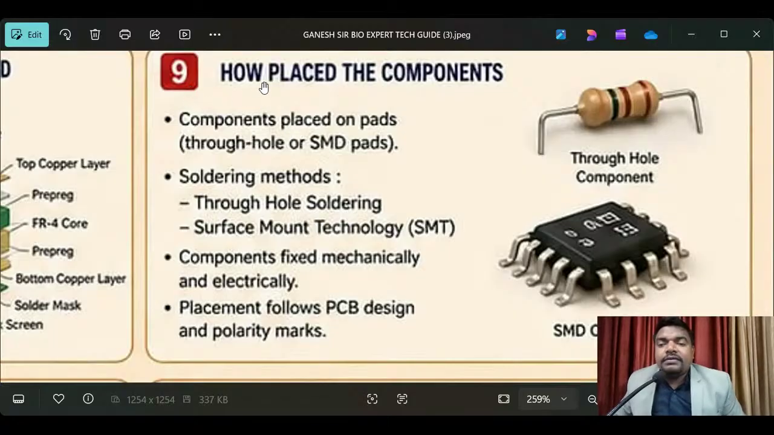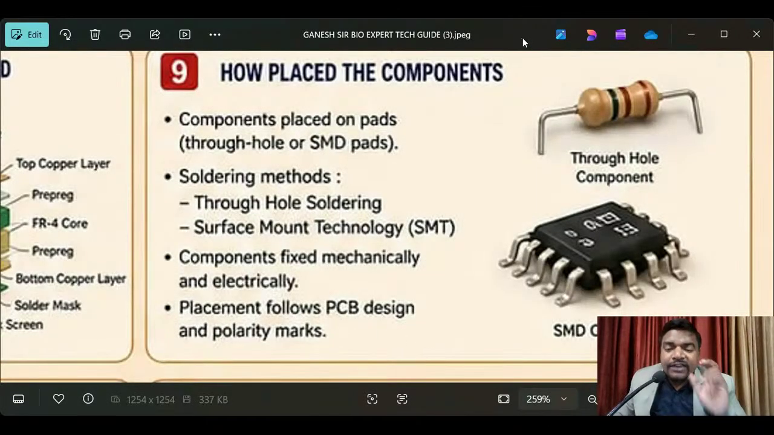Ninth point: how are the components placed? Here, for example, I am showing a sample component. Next, see here: components are placed on pads, through-hole or SMD pads. Soldering methods: through-hole soldering and surface mount technology, SMT. Components are fixed mechanically and electrically. Next, placement follows the PCB design and polarity marks.